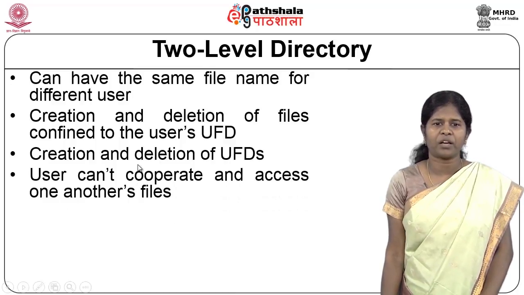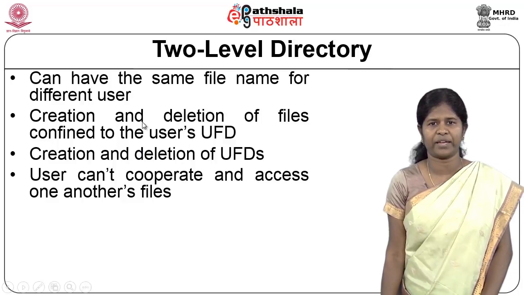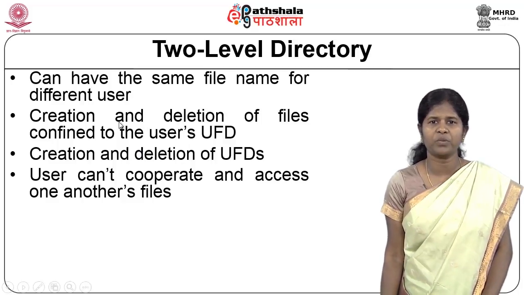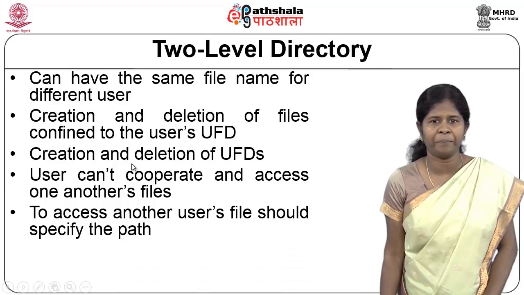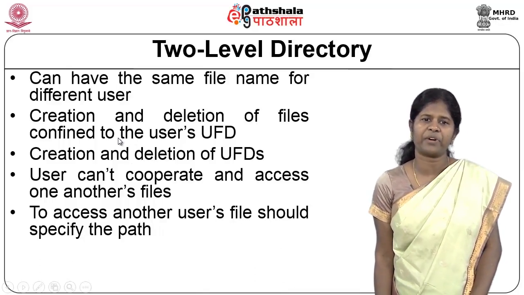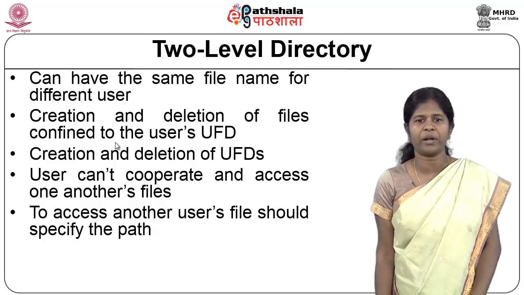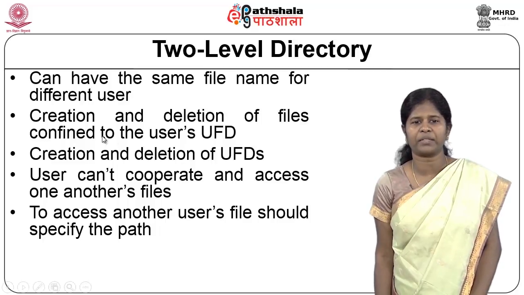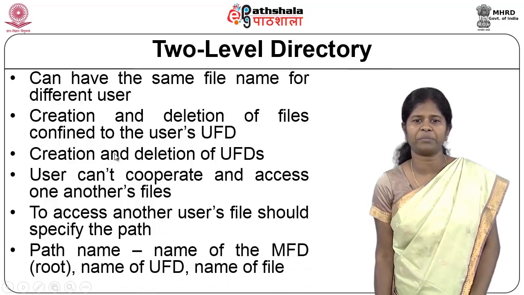So, the users can't cooperate and access one another's files in this 2-level directory. So, if one user wants to access the other user's file, then they have to specify a path name, and only then they can access. Else accessing other users' files is not allowed. So, in a way there is some kind of security, but they can use a path name to access the other users' files. So, the path name will generally look something like this.